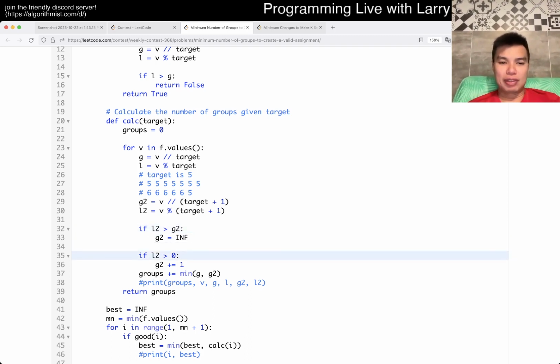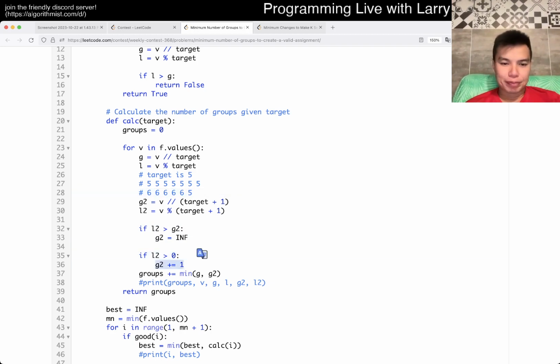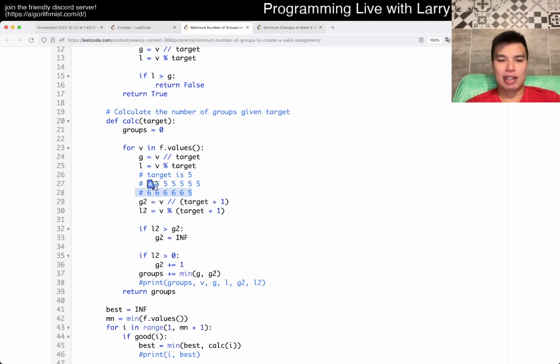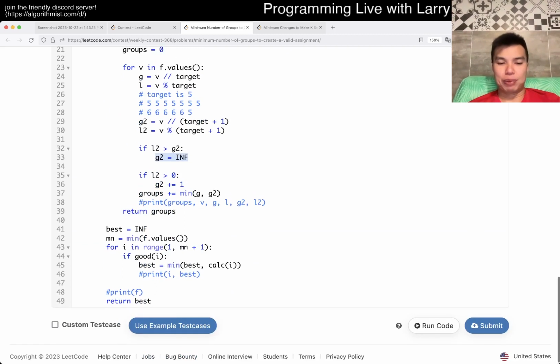But if we have L2 left over, then we create an extra group. If this gets challenged, I apologize. Otherwise we just take the group of this or this, whichever is smaller. G2 is only bigger if this is infinity, of course. So this is brute force all the way.